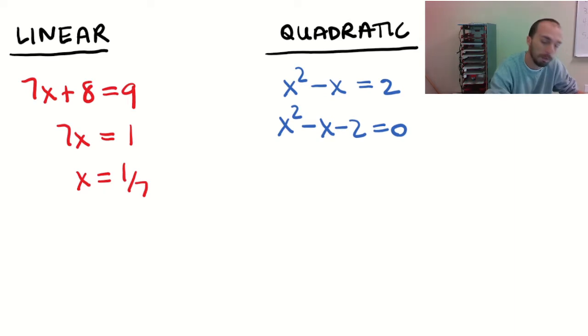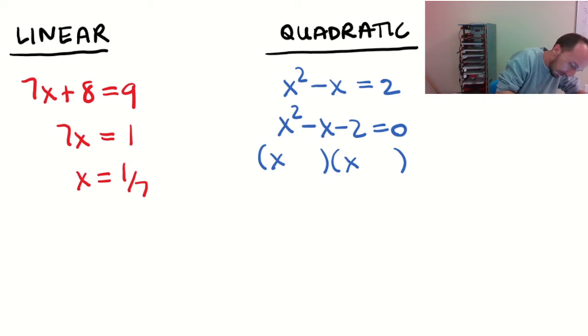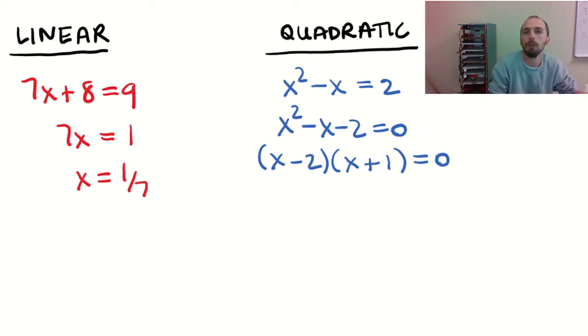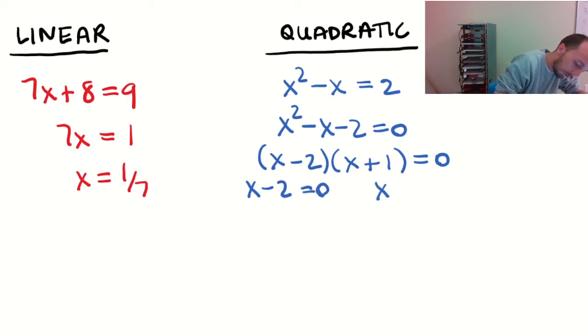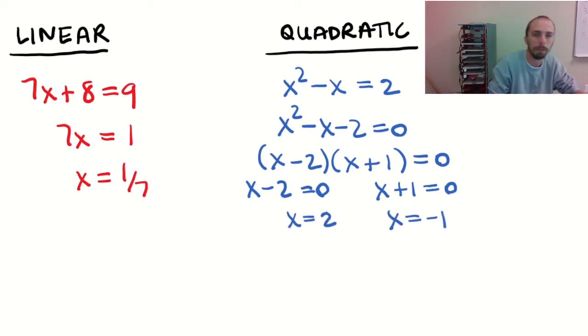If I can think of two numbers that multiply to -2 while adding to -1, then I'm going to be able to factor this. Okay, that's -2 and +1. And so we could factor like that, and then we would use the zero product property and say, well, if two things multiply together to equal 0, one of them has to be equal to 0. So either x minus 2 is equal to 0 or x plus 1 is equal to 0, and that gives us our solutions x equals 2 and x equals -1.